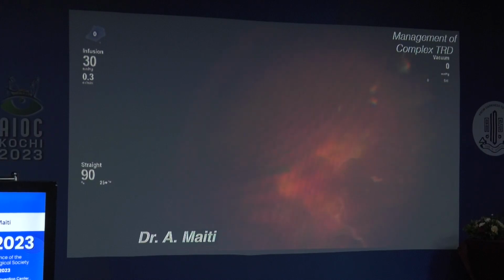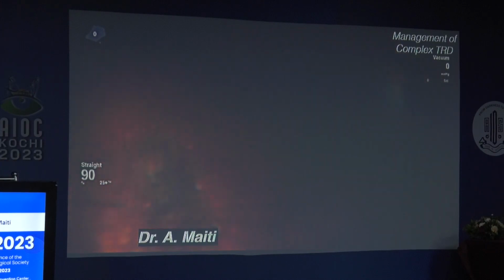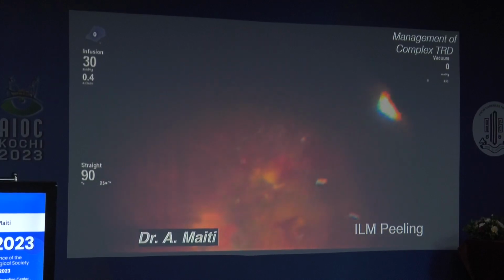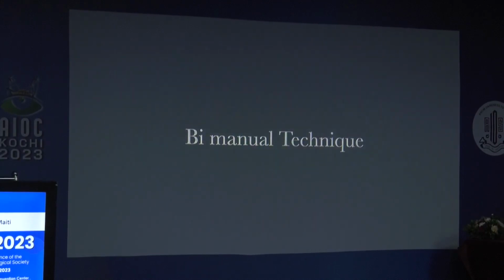And now flushing of this triamcinolone acetate to see whether there is residual vitreous left behind. And after doing so, we have put BBG so that I can peel the ILM, because you can see there's a little bit of puckering also left behind. And now that is the situation.